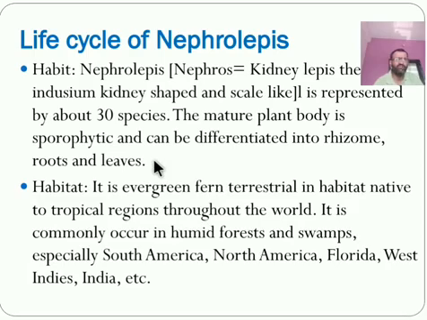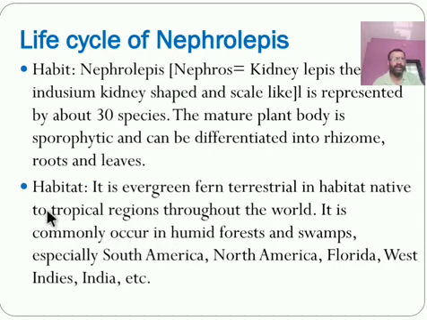There are two types of plant body, sporophytic and gametophytic, but here the mature plant body of Nephrolepis is sporophytic and can be differentiated into the rhizome, root and leaves. Sporophytic means the plant which produces the spore. They are sporophytic plants, and they can be differentiated into the rhizome, root and leaves. This is about the habit of Nephrolepis.